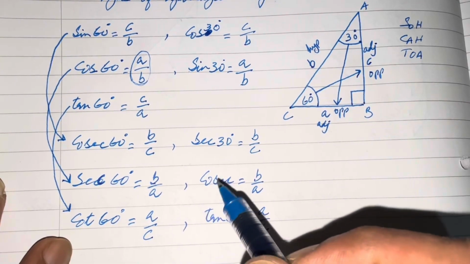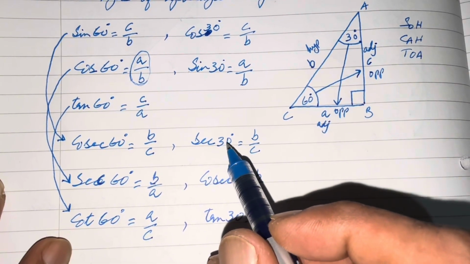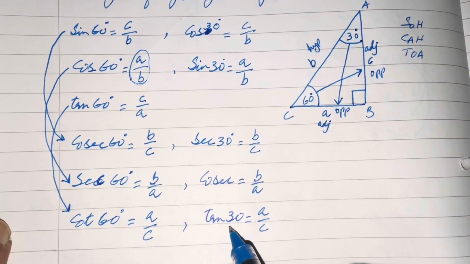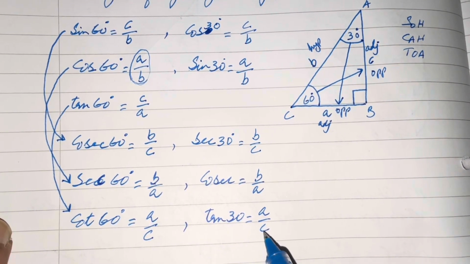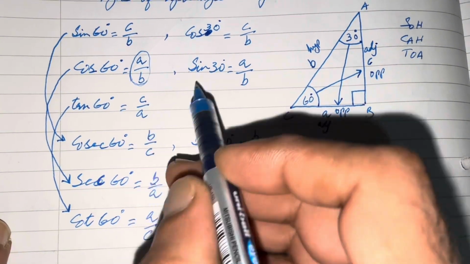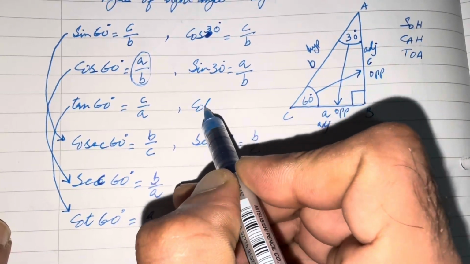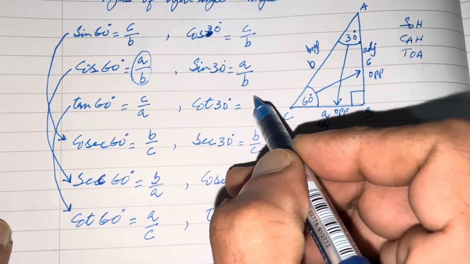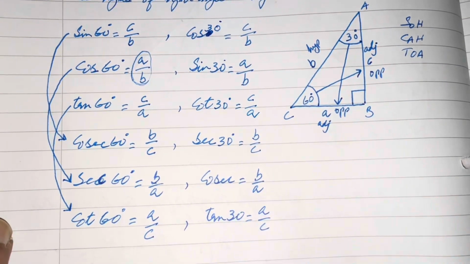So the last one is tangent 30. The opposite of tangent is cotangent. Then the ratio of cotangent will be C over A. So that's the C over A. So cotangent 30 will be equal to C over A.